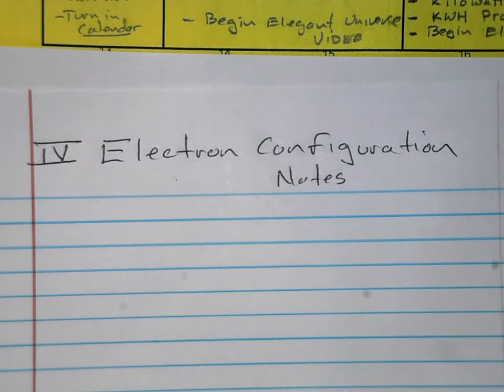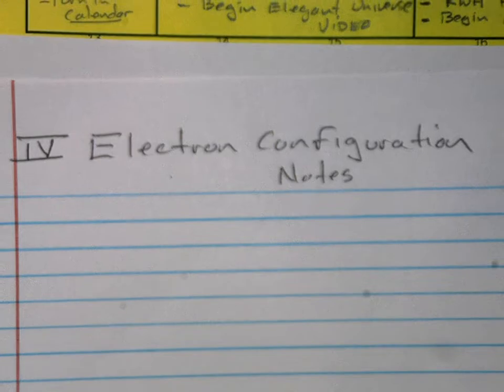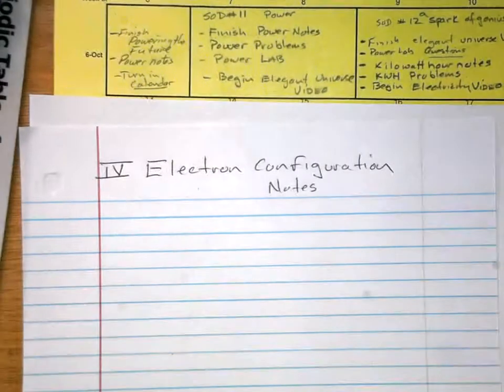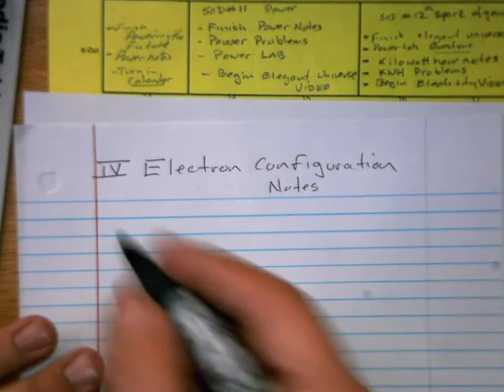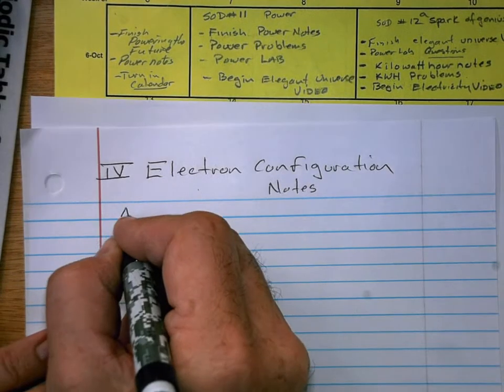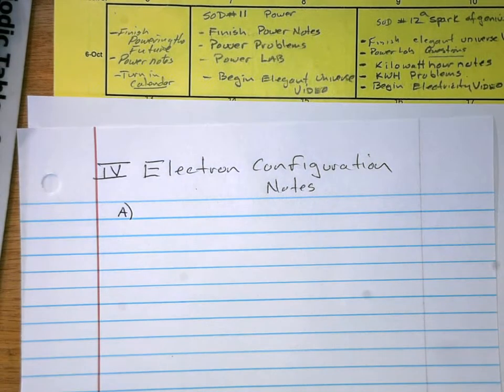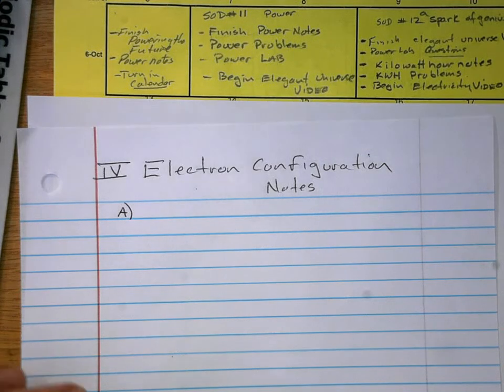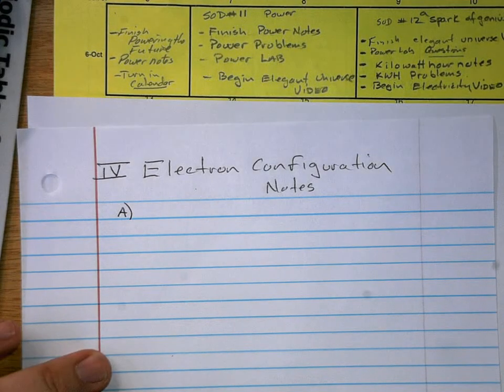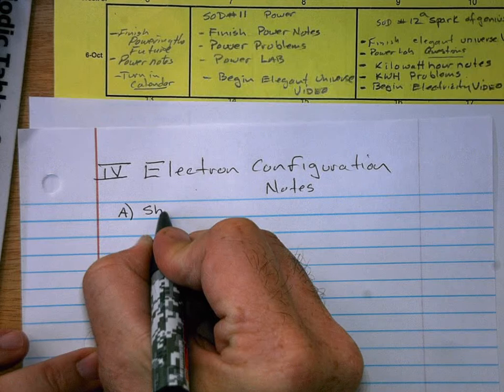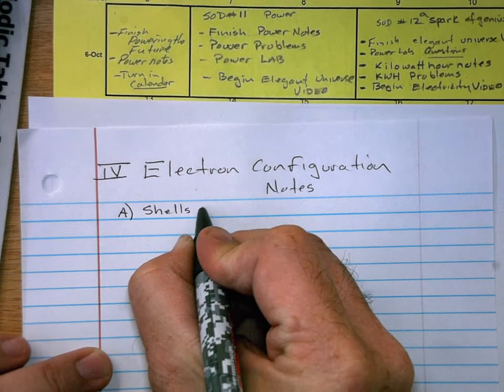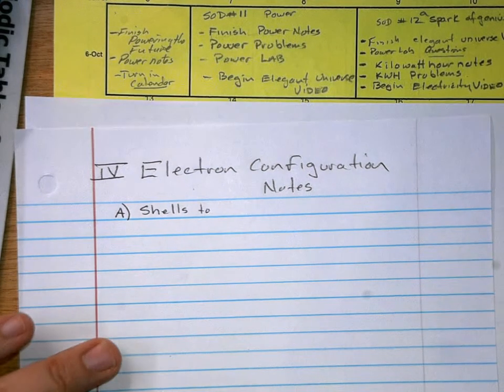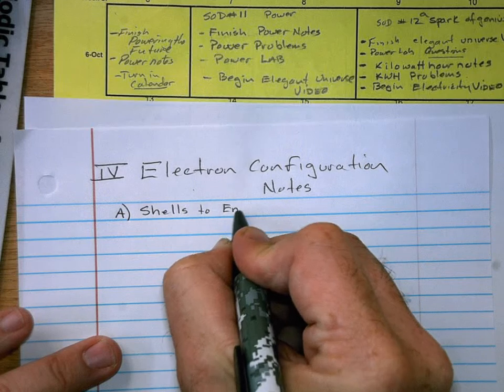Well, hello everybody. We're going to begin our notes on electron configuration. And let me zoom out. To begin with, we're going to call this part A, and we're going to call this shells to energy levels to suborbitals. So we've talked about shells to energy levels.